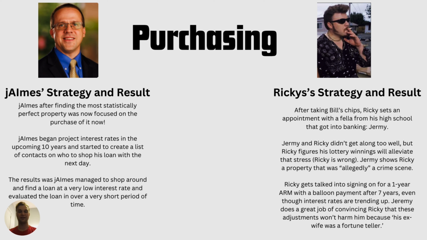After taking Bill's chips, Ricky sets an appointment with the fella from his high school that got into banking, Jeremy. Jeremy and Ricky didn't get along too well, but Ricky figures his lottery winnings will alleviate that stress. Ricky's wrong. Jeremy shows Ricky a property that was allegedly a crime scene. Ricky gets talked into signing on for a 1-year ARM with a balloon payment after 7 years, even though interest rates are trending up. Jeremy does a great job of convincing Ricky that these adjustments won't harm him because his ex-wife was in fact a fortune.